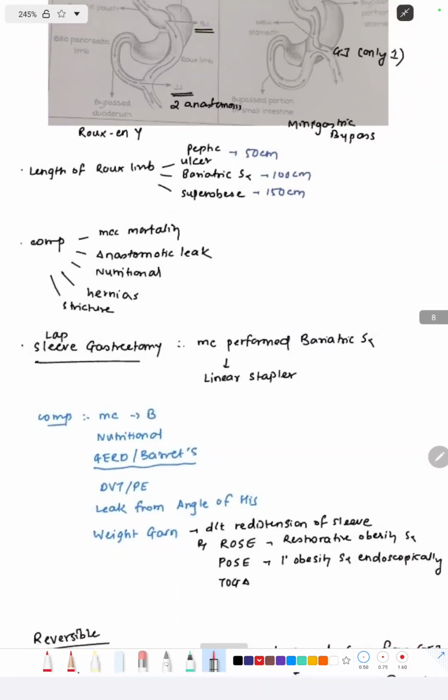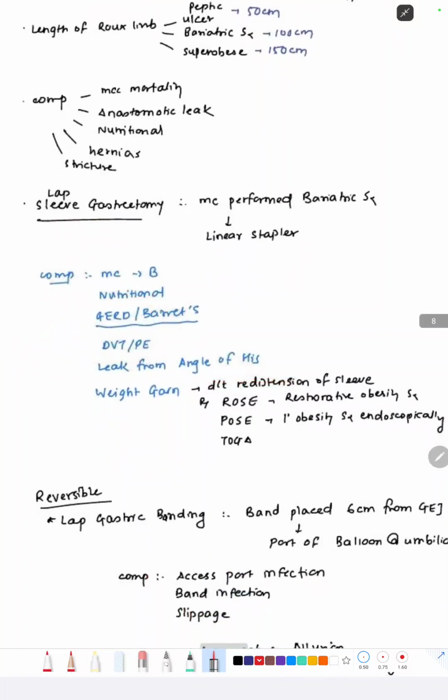Then the laparoscopic sleeve gastrectomy is the most commonly performed bariatric surgery. Here the linear stapler is used. Complications over here: the most common is bleeding. Then nutritional complications, GERD or Barrett's can happen. DVT, PE, leak from the angle of His, which is going to be the most distressing complication, and weight gain due to redistension of the sleeve.